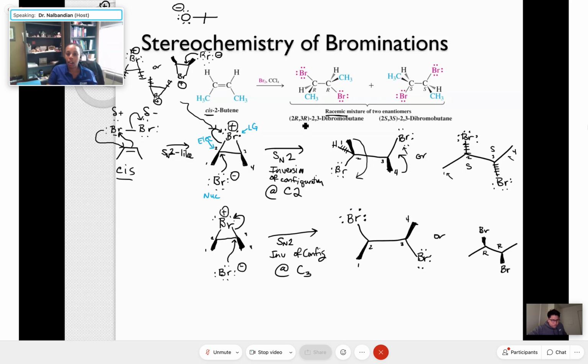So what did we get? The RR and the SS product attacking either side. They're both as likely. There's no preference for attacking carbon 2 or attacking carbon 3. So we get a 1-to-1 mixture of the two enantiomers. So we get a racemic mixture. So SN2, inversion of configuration. So we need to show stereochemistry to show that inversion of configuration. But the nucleophile attacks from the opposite face from where the bromine is.